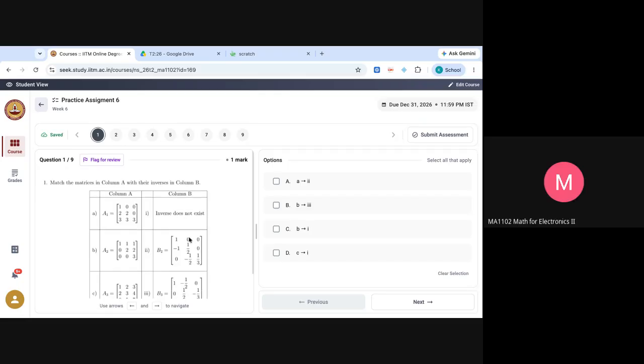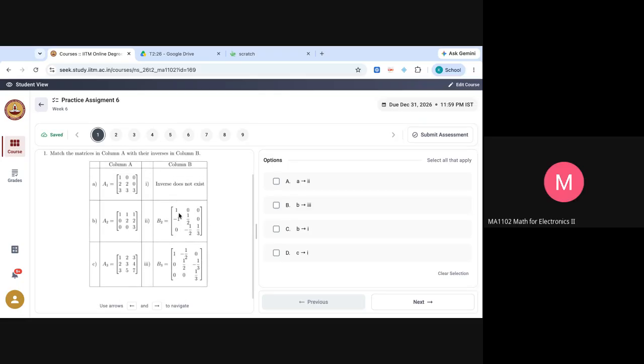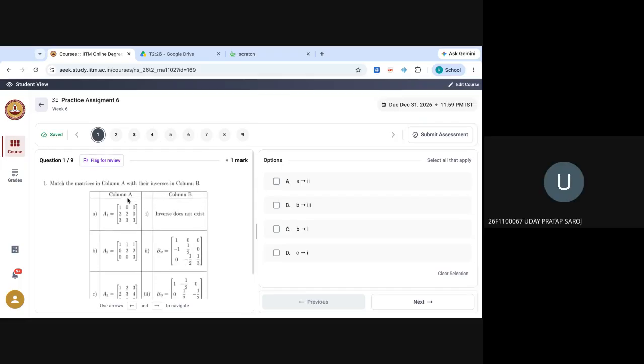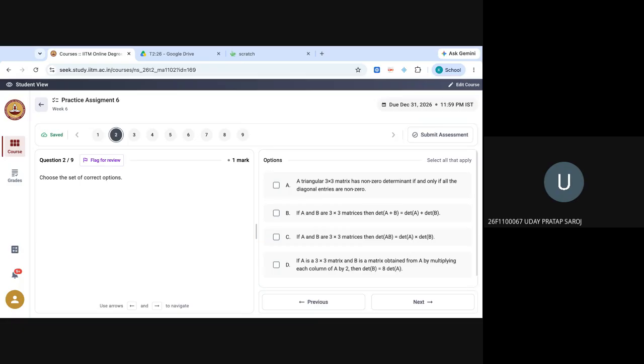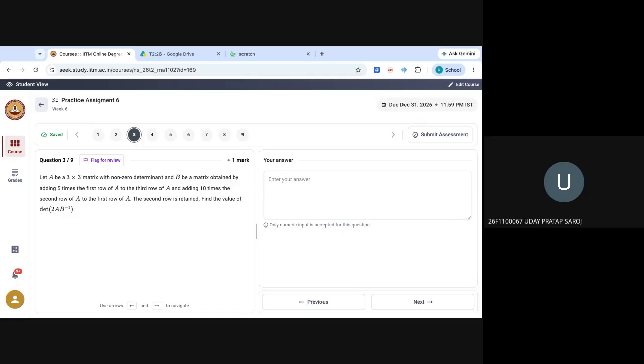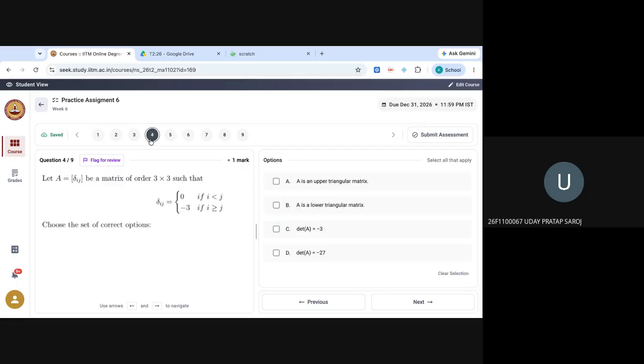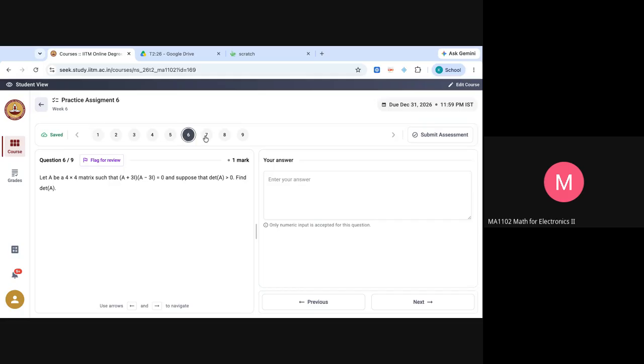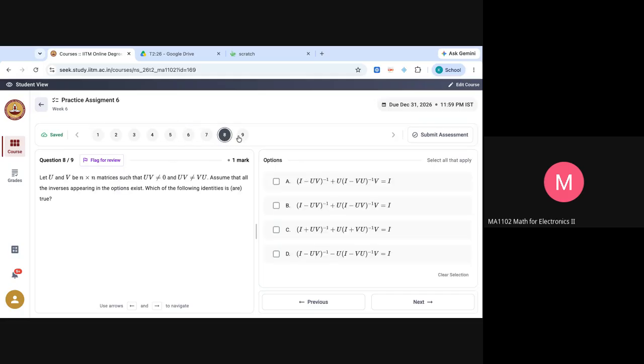So let's quickly see what all there is. There are questions about inverses, there are some properties, determinants, and first of all there is classification of matrices, and then there were some properties of determinants and things like that. Until there, I think I was fine. But in the later questions, I think there will be some complicated notations. If you want, we can go over this practice assignment.